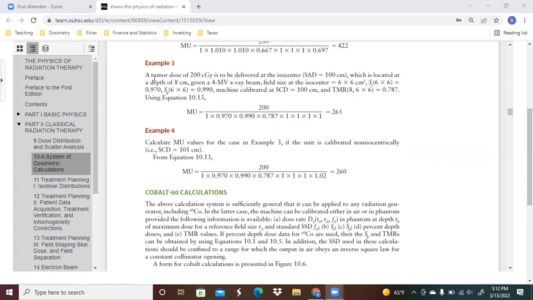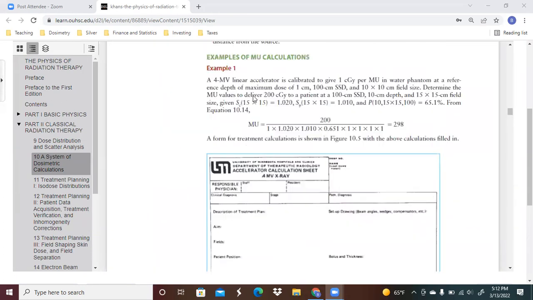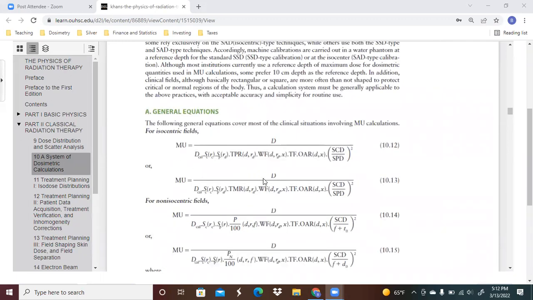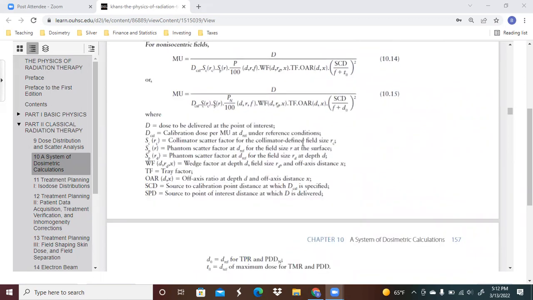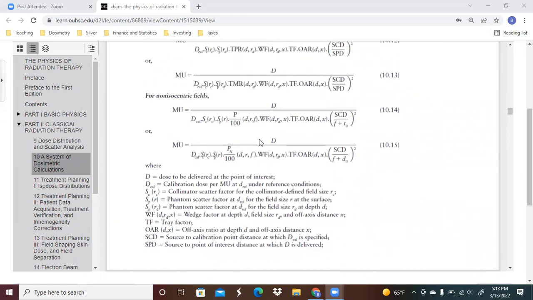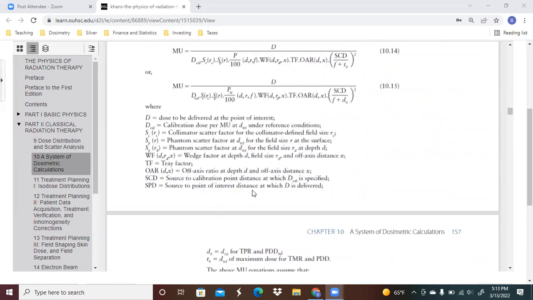Example 3. You've got a tumor dose of 200 that is to be delivered to the isocenter, which is located at a depth of 8 cm given a 4 MV X-ray beam. Field size at the isocenter is going to be 6x6. So your collimator scatter at 6x6. And again, remember, since this is an SAD setup, the collimator scatter factor for the collimator-defined field size is something that is automatically computed.